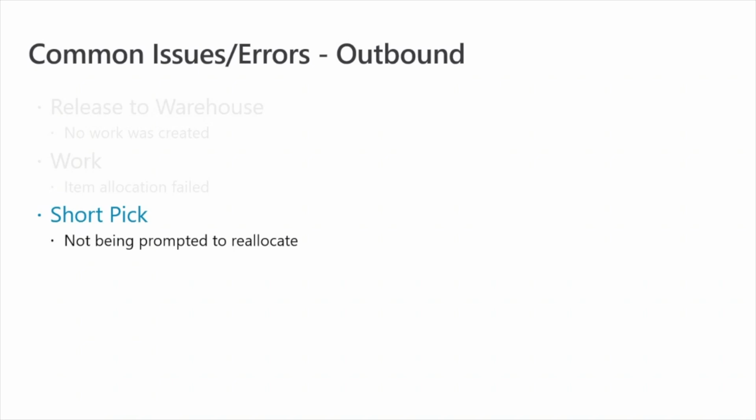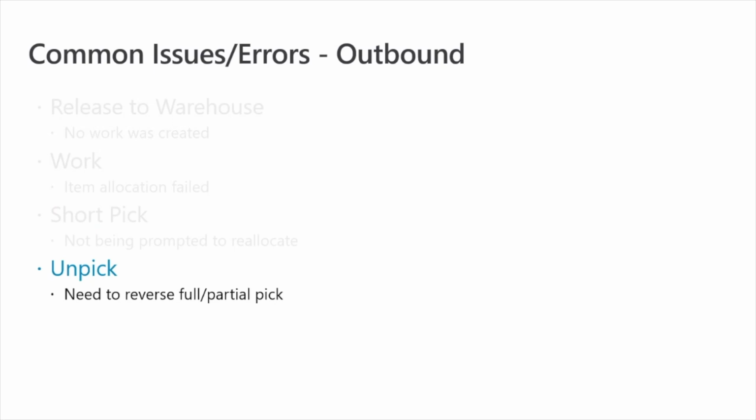Within the short pick workflow, there is a process to reallocate the inventory on demand. So if I pick 7 out of 10 and I have 3 remaining, I have the option to reallocate the 3 remaining so that I do not short or partial ship the order to my customer. But if the user is not being prompted for that reallocation, then that is an issue you might encounter.